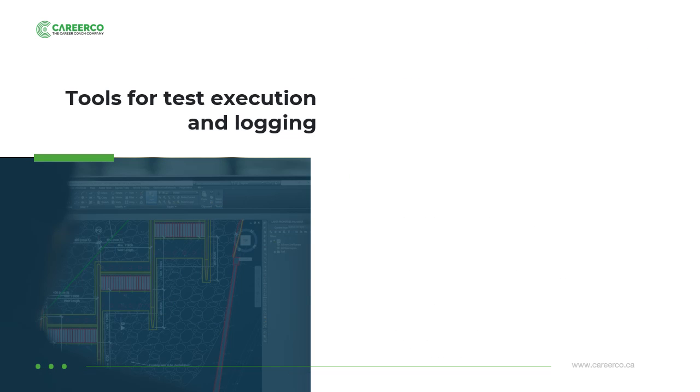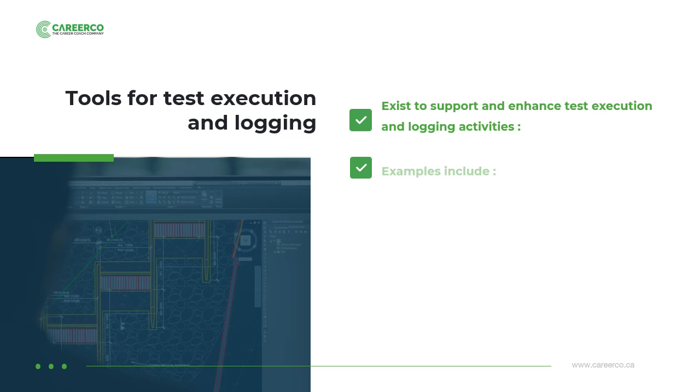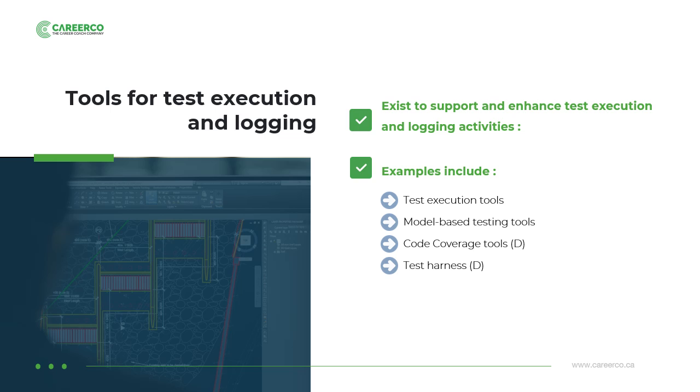Tools for the execution of tests and logging of the results. These tools exist to support and enhance the test execution and logging activities. Some examples are test execution tools, code coverage tools mainly used by developers, and test harnesses, also mainly used by developers. Regarding the test harness, this is a tool that provides an environment for unit or component testing in which a component can be tested in isolation using stubs and drivers. Another example is a unit test framework tool, also mainly used by developers. Some examples of these tools are Ranorex, TestComplete, Selenium, QUnit, Runscope, Postman, and much more.